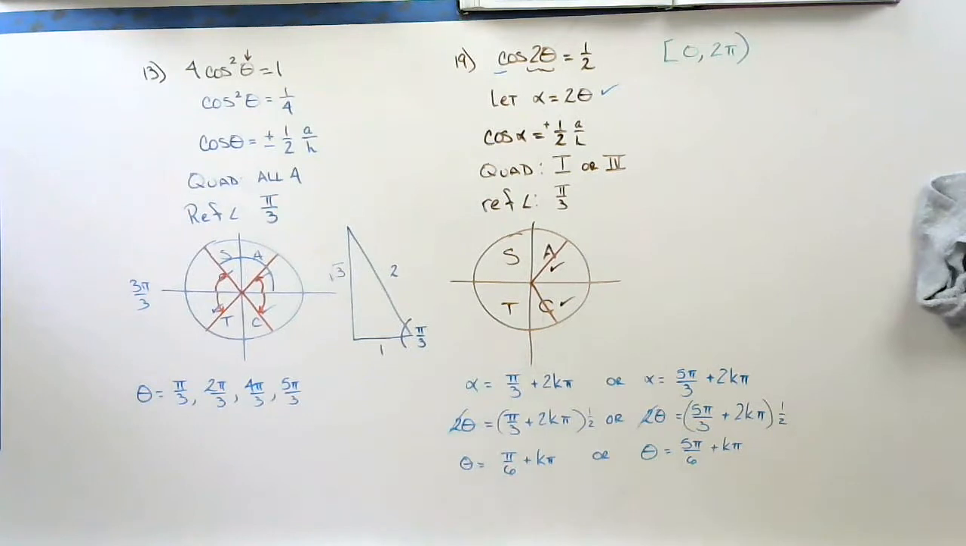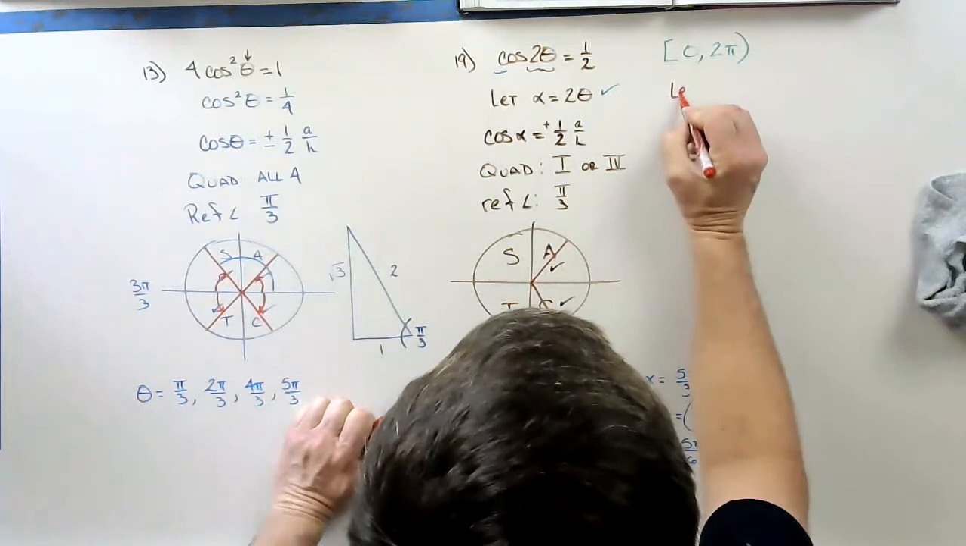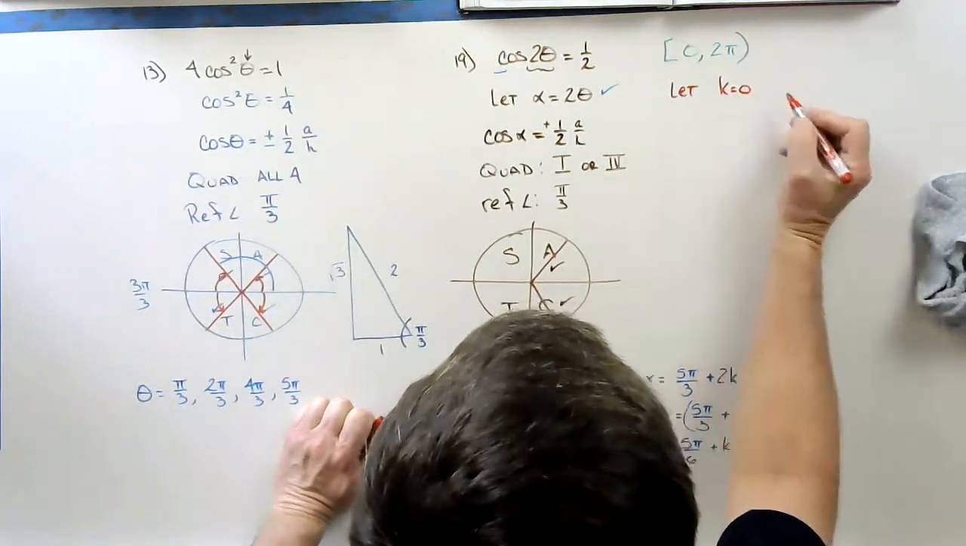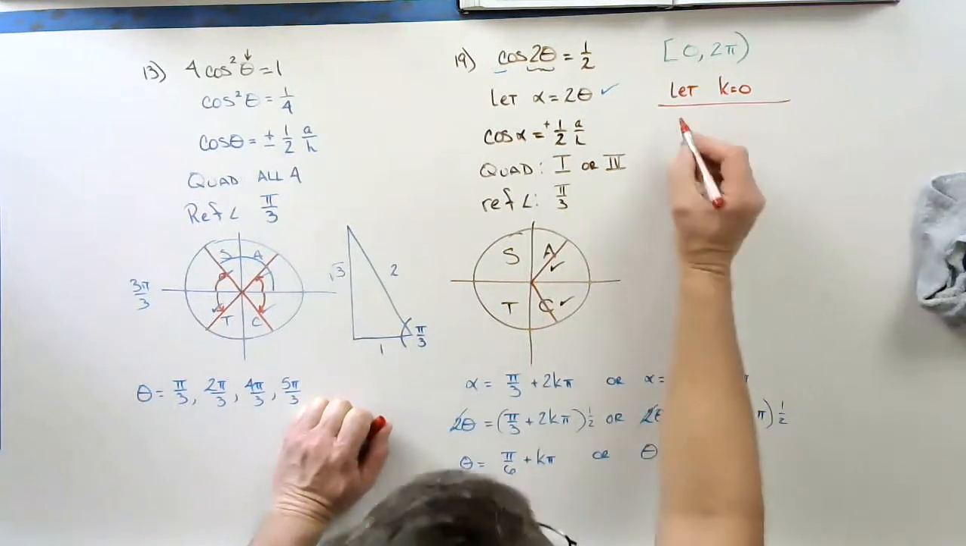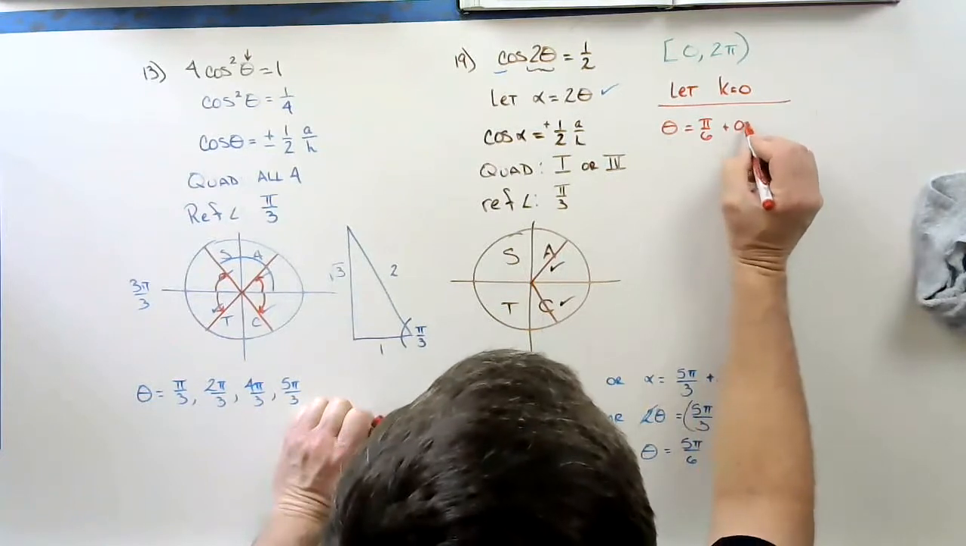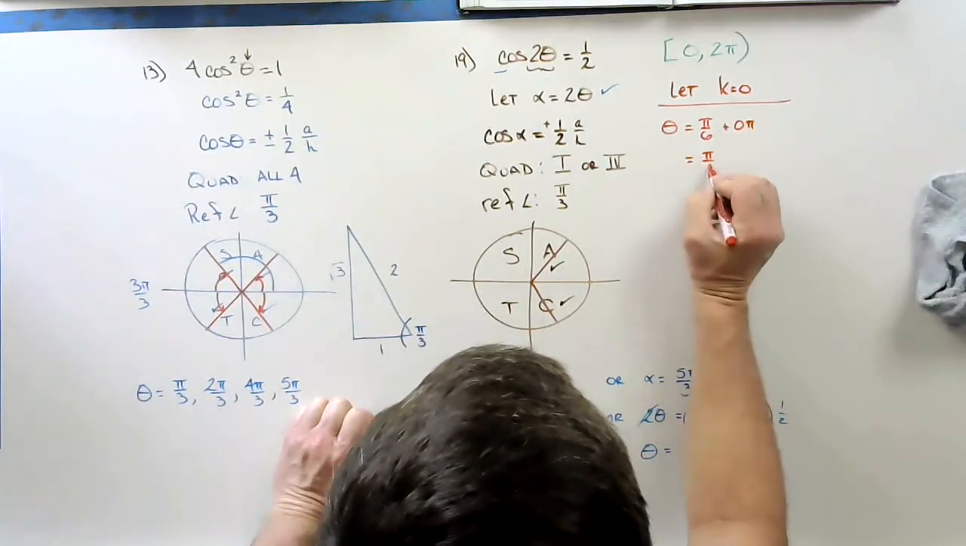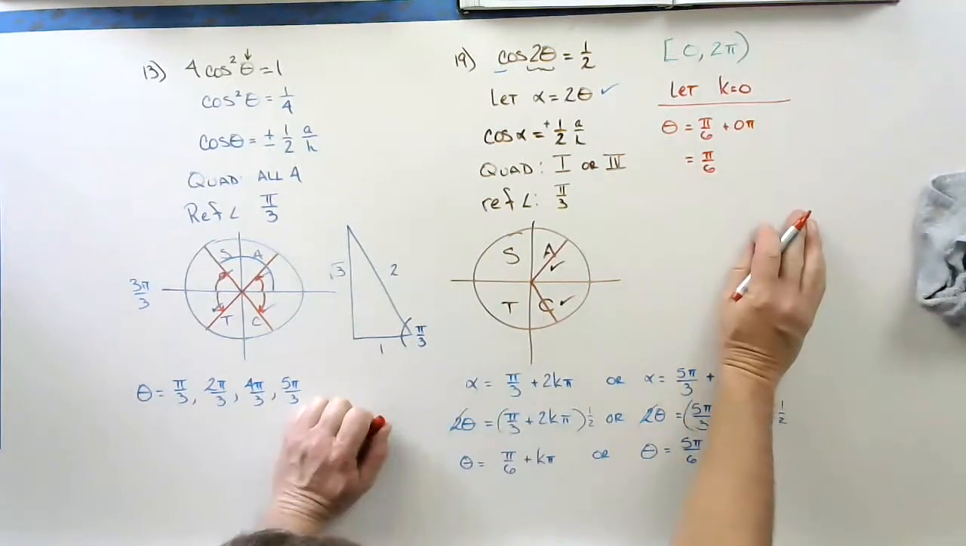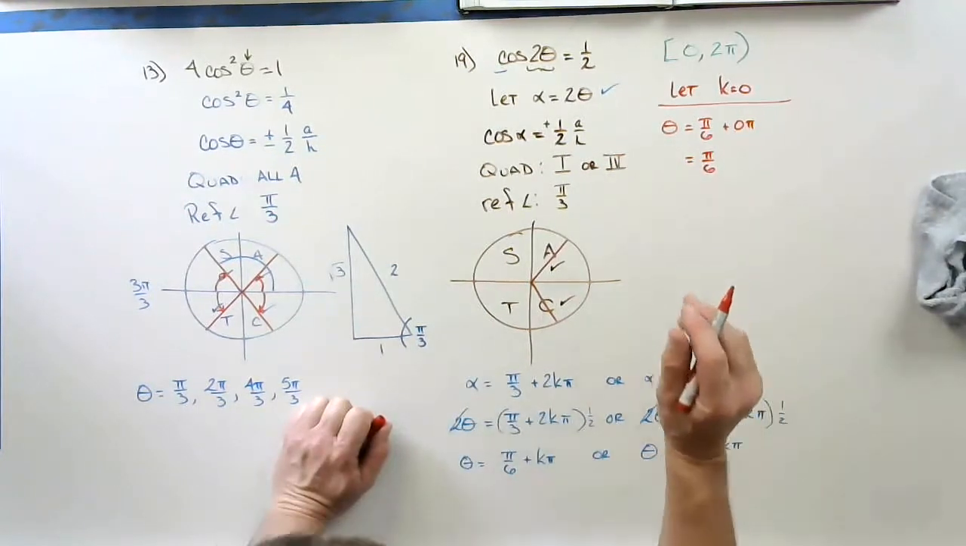But in this question, they specifically asked us to find just the solutions between 0 and 2 pi. And so to find those solutions, we look at our values of theta and we start substituting in values of k. Okay, we say, well, let k equal 0. If k is 0, this side's going to be theta equals pi over 6 plus 0 times pi, or just pi over 6. And I ask myself, is that contained in the interval? And the answer is yes. So that's one of my answers.